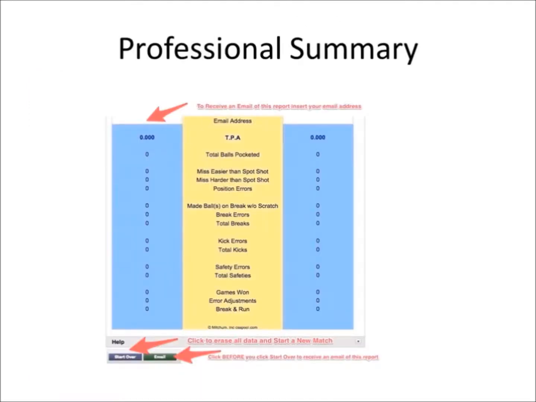The professional summary. If you would like to receive an email of this report, insert your address in either white box and at the bottom of the page click email. Be sure to click this before you click start over if you want to receive an email of this report. If you're in a tournament and you're going to be playing another game, when you click start over, it will erase all information for the current match.